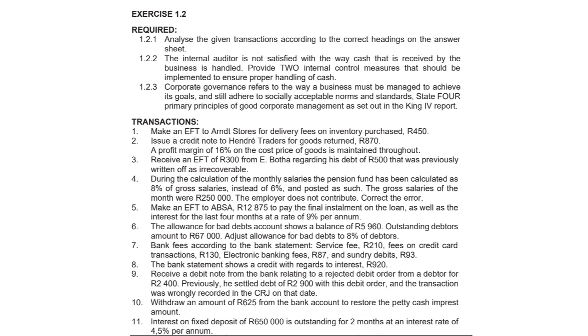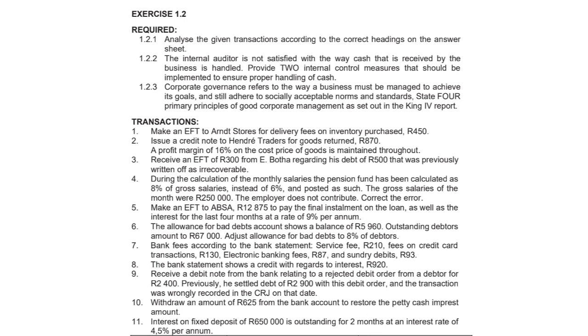Transactions. Number 1. Make an EFT to Arn Stores for delivery fees on inventory purchased, 450 Rand. Number 2. Issue a credit note to Hendray Traders for goods returned, 870 Rand. A profit margin of 16% on the cost price of goods is maintained throughout. Number 3. Receive an EFT of 300 Rand from E. Botha regarding his debt of 500 Rand that was previously written off as irrecoverable. Number 4. During the calculation of the monthly salaries, the pension fund has been calculated at 8% of gross salaries instead of 6% and posted as such.